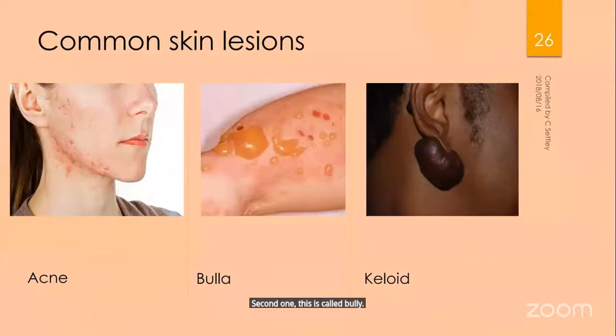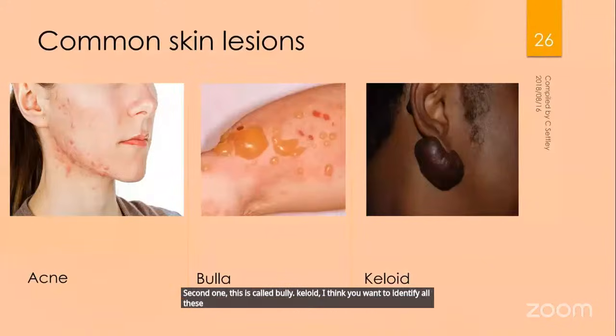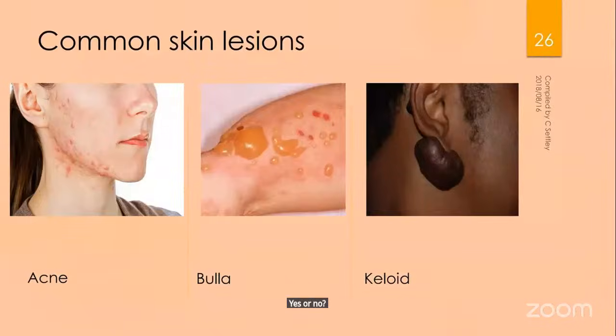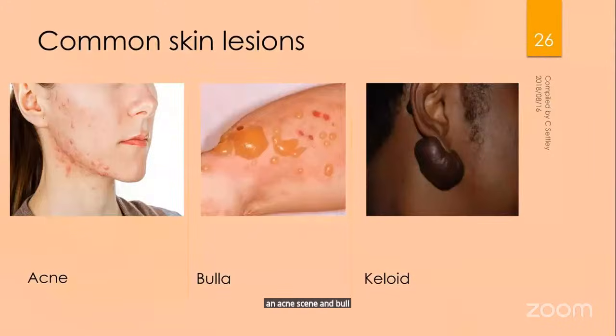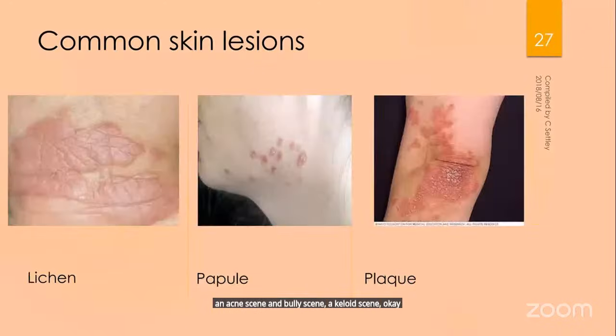Keloid. I think you want to identify all these lesions. Are you able to identify? Yes or no? After this class, you want to identify, that's all. I think I've seen this, but you want to write like that. Okay, from tomorrow onwards, your diagnosis should be on the basis of this thing. An acne scene, a bullae scene, a keloid scene, okay, a macule scene, lichen, you can see lichenification.